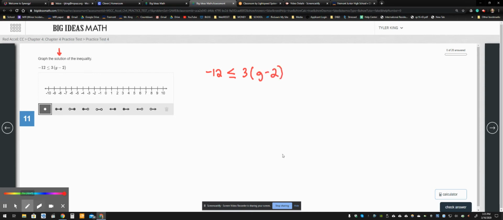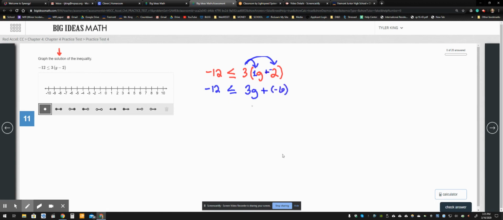Okay, so looking at this, I still have that preference of just making this plus negative 2 and working with that. We're going to need to distribute through this quantity here, so we're going to times 3 by everything inside the parentheses. We're going to end up with negative 12 is going to be less than or equal to 3 times g. Remember, there's a little invisible 1 there, so it's 3 times 1 is going to be 3g plus 3 times negative 2 is going to end up being negative 6.